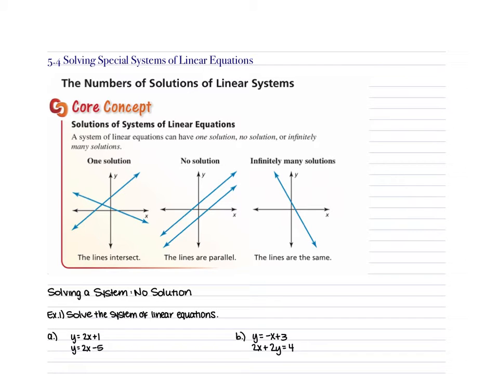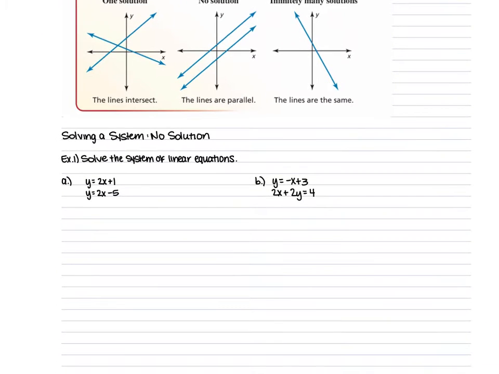When you have 2 lines that are parallel to one another and they never intersect, you have no solution. If you have 2 lines that are exactly the same line, so they overlap at all points, you have infinitely many solutions. If we look at example 1a, we're solving the system of linear equations any way you want. So we could graph these, we could use substitution, we could use elimination. It's totally up to you.